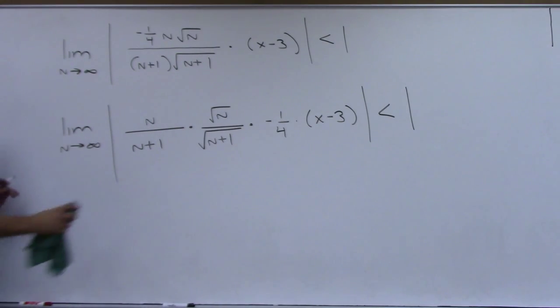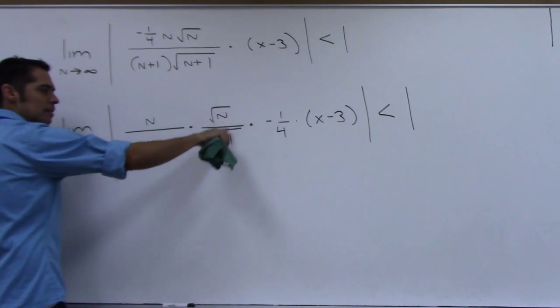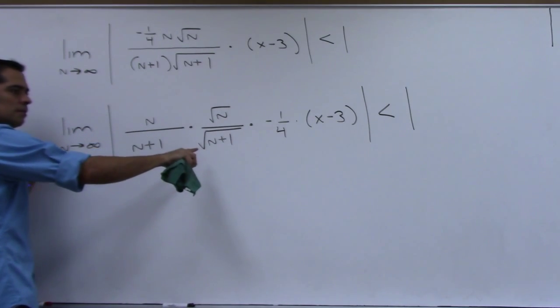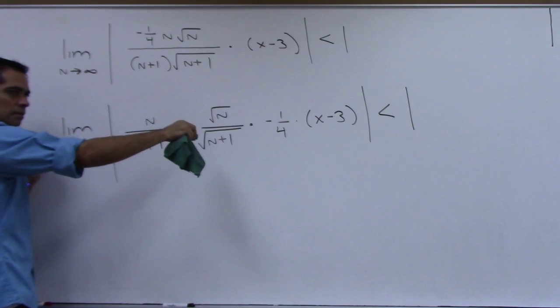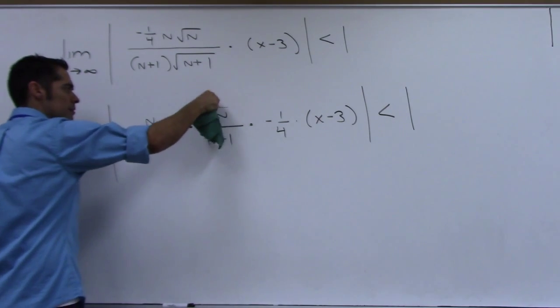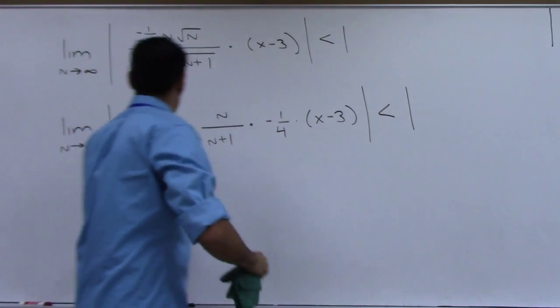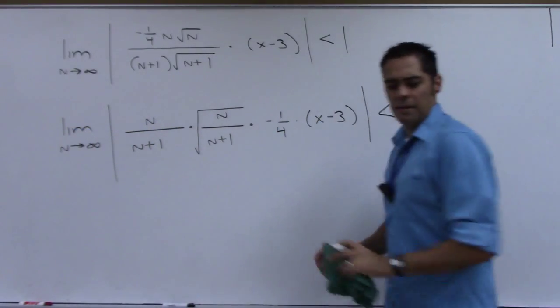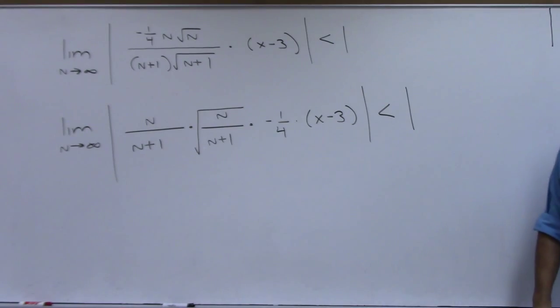Anybody have an idea of what I'm about to do with this? We did it, I think, last class. Just put the square root on the whole thing, right? So that would be legal for me to do, right? To just do a square root on the whole thing. And now I'm going to see what happens when n goes to infinity.